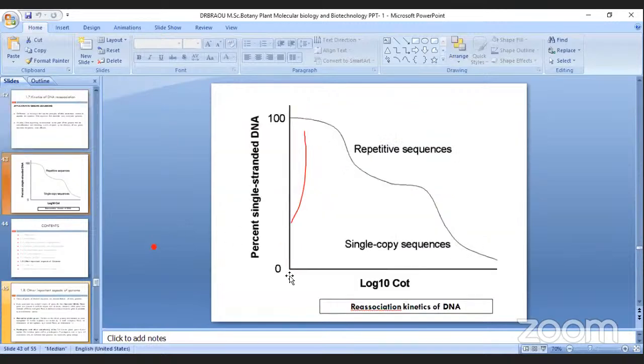So this is the COT analysis. As we said, this axis is the percentage of single-stranded DNA and this is the time. So here there are repetitive sequences and single copy sequences. Here you see single copy sequences, and here you see repetitive sequences. So at lesser time, you find repetitive sequences; in more time, you find single copy sequences.